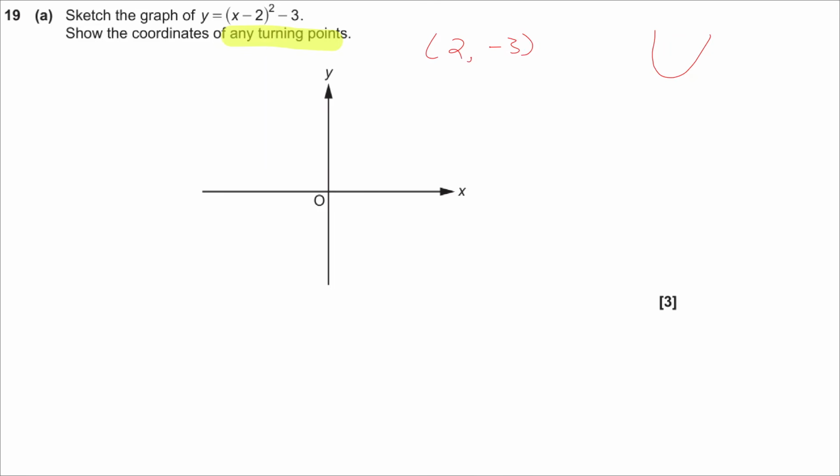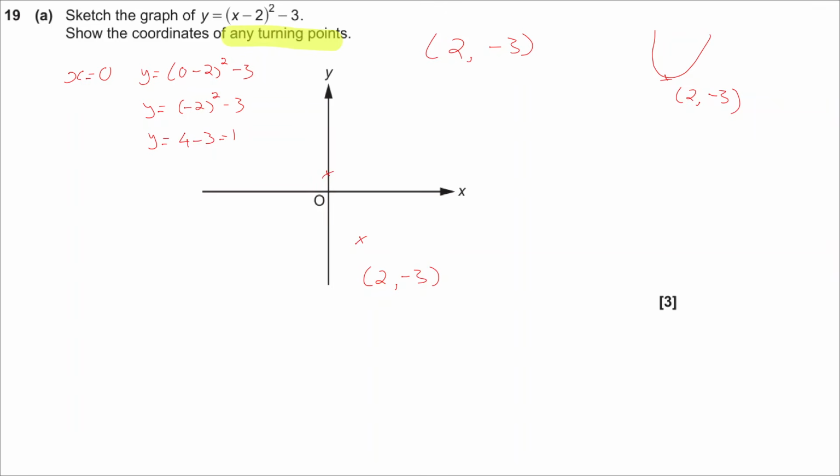So if we plot that on here, it's just a sketch, so somewhere down here. That is the bottom of the quadratic, the point 2, minus 3. Also, you can work out where it crosses the y-axis, because if you put x equal to 0 into the equation, y is equal to 0 take away 2 squared take away 3, so y is equal to minus 2 squared take away 3. Minus 2 squared is plus 4, take away 3 is going to give you 1. So when x is 0, the y value is 1, so it's going to be up here somewhere.